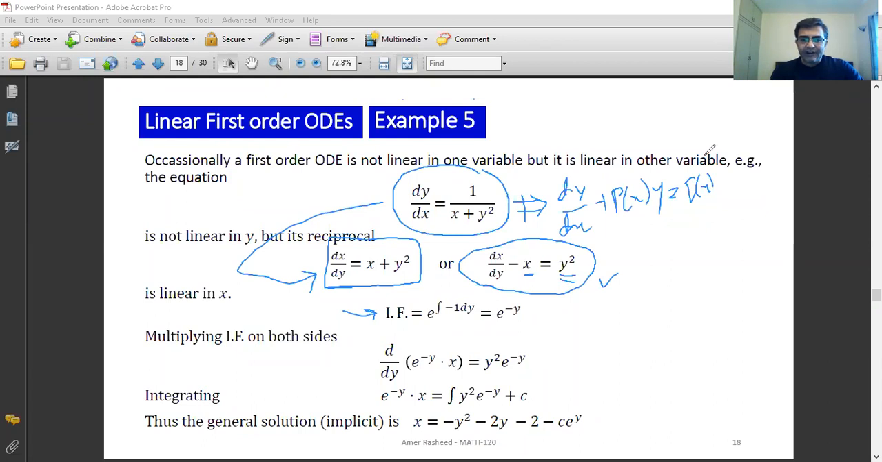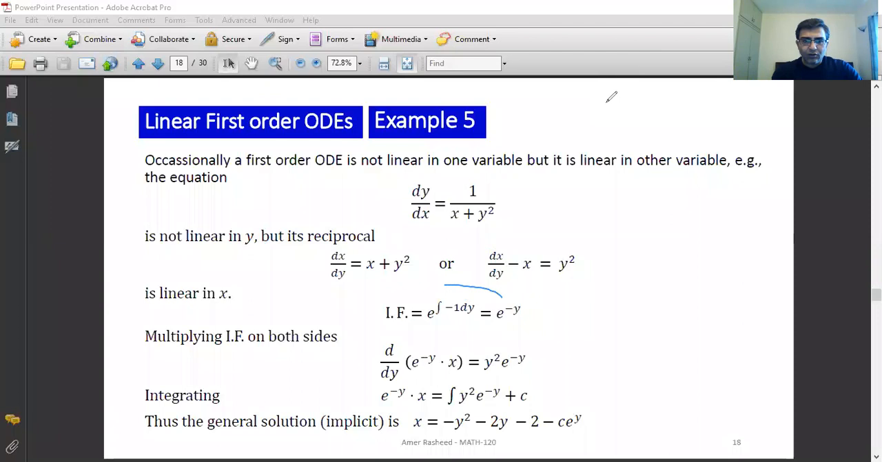Now the integrating factor must be what? The integrating factor must be a function of y, and we integrate this p of y with respect to y. So we must get the integrating factor in terms of y. Now again here, multiplying by the integrating factor on both sides of this equation, we get a product rule of the derivative with respect to y. And this is the integrating factor. Now this is your dependent variable, and we also multiply the integrating factor on the right hand side.